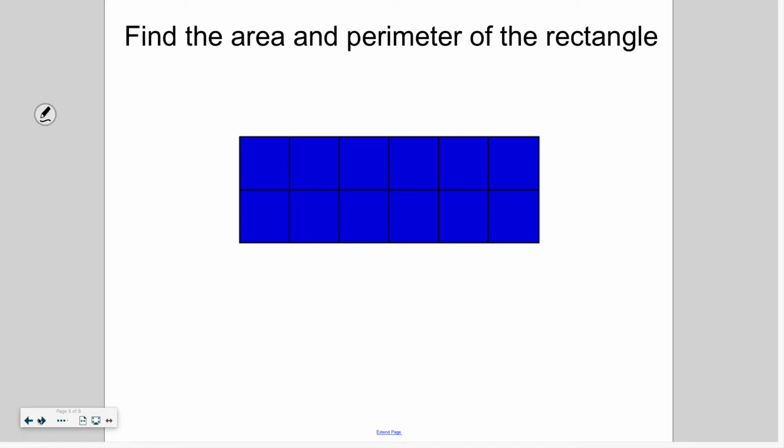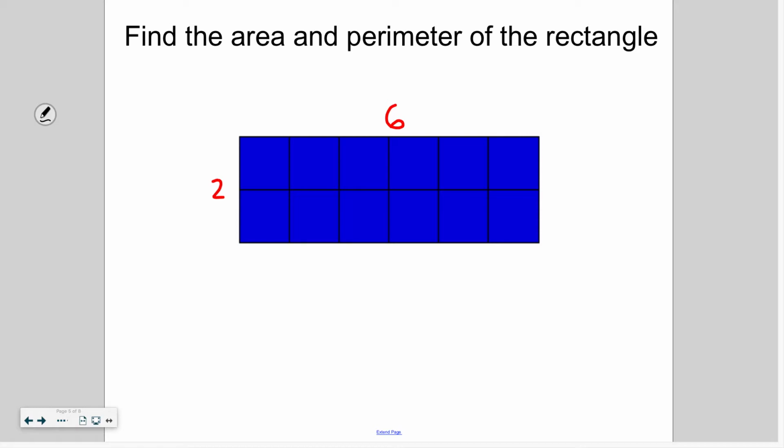So let me show you how to find the area and the perimeter of rectangles using square units. So I see my square units inside this shape. Now I noticed that there are 1, 2, 3, 4, 5, 6 going across and 1, 2 going down. So there are 6 square units long, 2 square units wide.